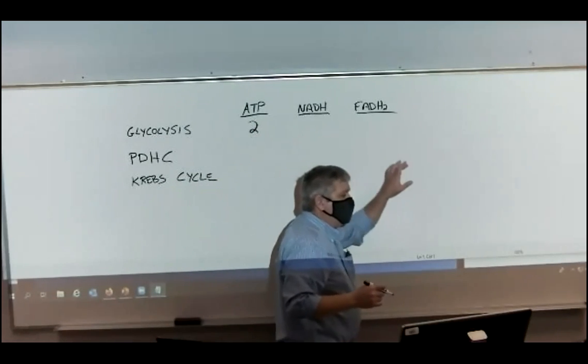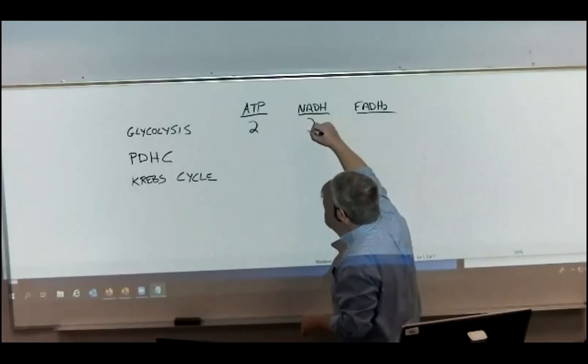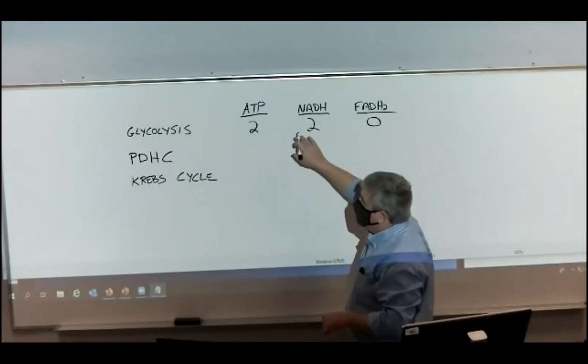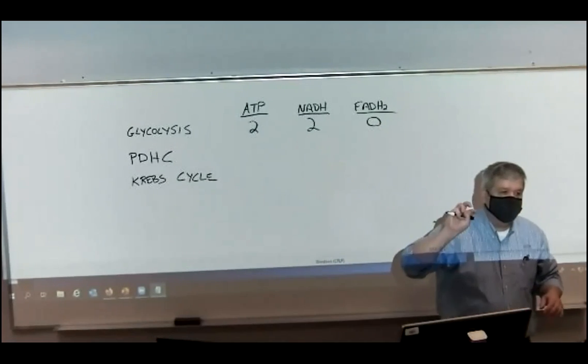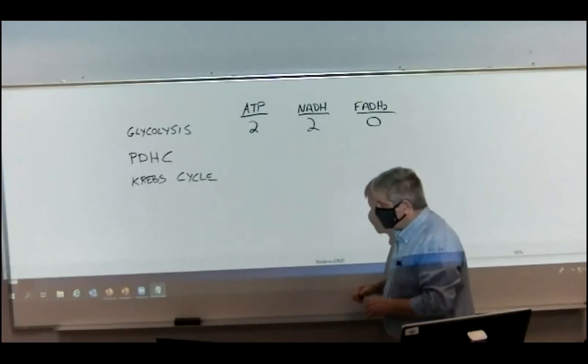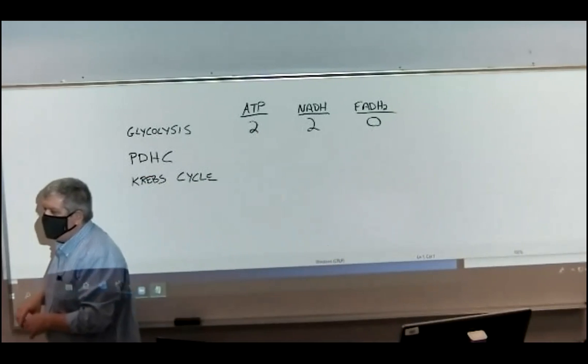Also, during glycolysis, we're going to reduce 2 NAD to NADH. We don't reduce any FAD to FADH2. And we're going to end with 2 3-carbon molecules of pyruvate. Okay? That brings us to PDHC, pyruvate dehydrogenase complex.